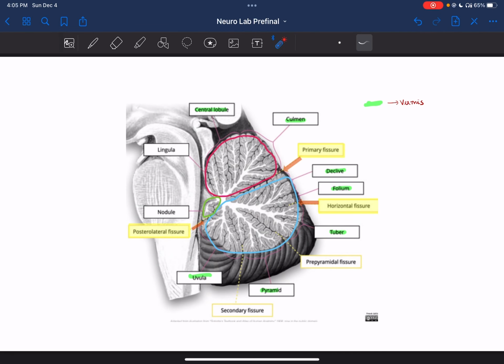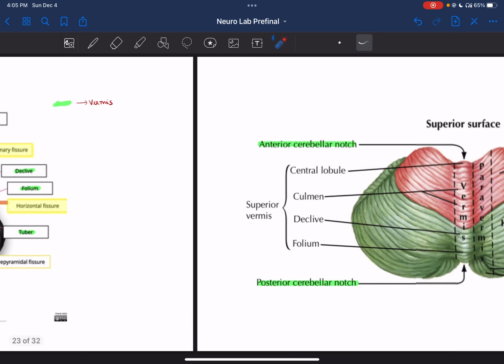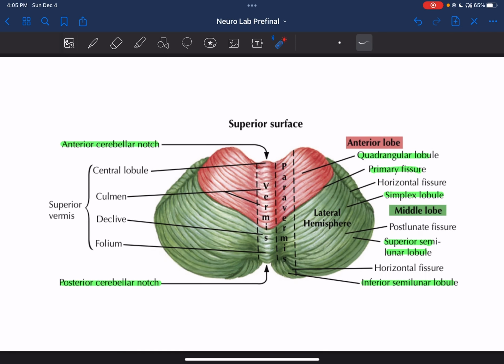So in this diagram, again in the sagittal section, we will look at how the vermis descends down. Central lobule, you have the culmen, the declive, the folium, the tuber, the pyramid, the uvula, the nodule, the lingula. These are all parts of the vermis. Fine. So you can look at this diagram for a better understanding. In the superior vermis, you can see these parts: the central lobule, the culmen, the declive, and the folium. C, C, D, F. Central lobule, culmen, declive, and folium.